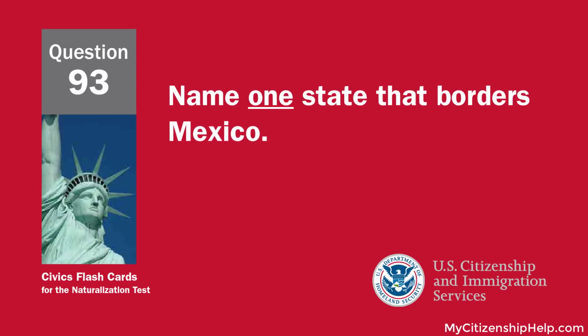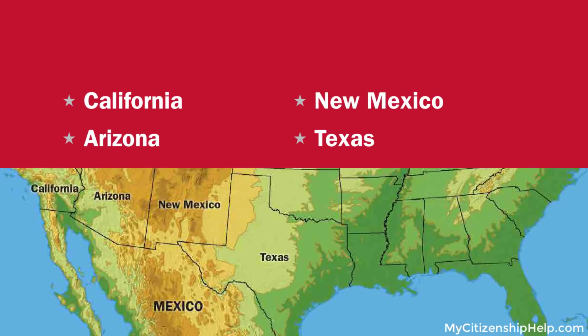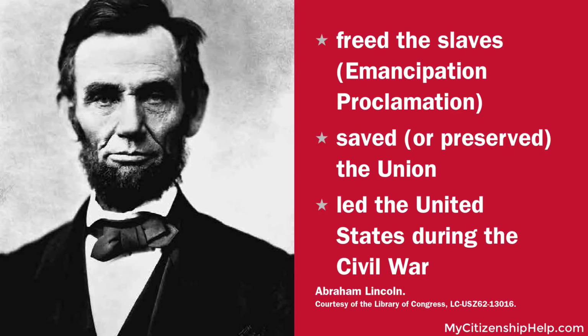Name one state that borders Mexico. California. Arizona. New Mexico. Texas. What was one important thing that Abraham Lincoln did? Freed the slaves. Emancipation Proclamation. Saved or preserved the Union. Led the United States during the Civil War.